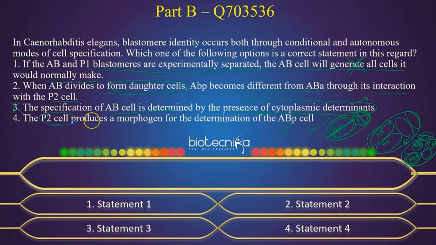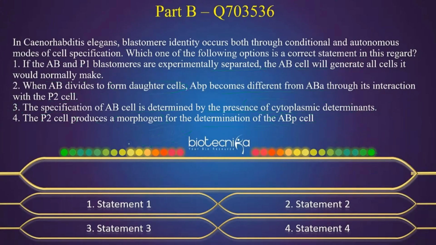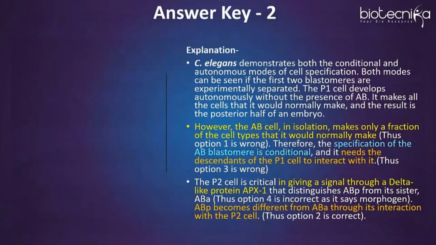And P2 cell produces a morphogen for the determination of AB cell. This is also not correct, because if P2 had made a morphogen, as we know, it generally gives a gradient, isn't it? And that too, it can influence more than one cell. But here, P2 is influencing only the cell which is just next to it. It is not influencing the other cell which is also near it. So that's why it cannot be a morphogen. Alright, so the correct answer over here is option 2.